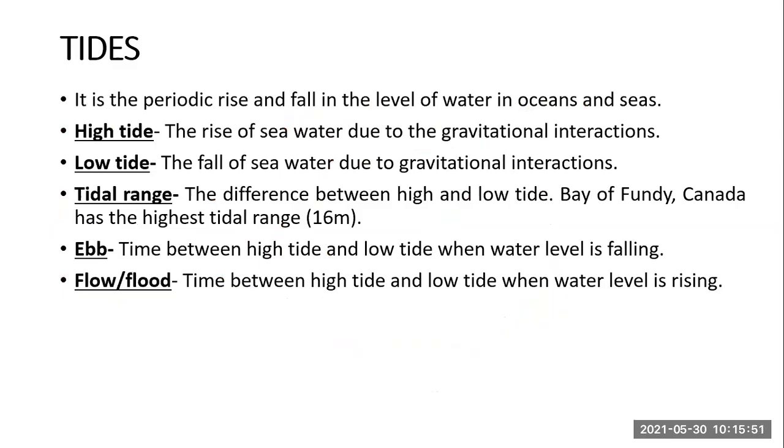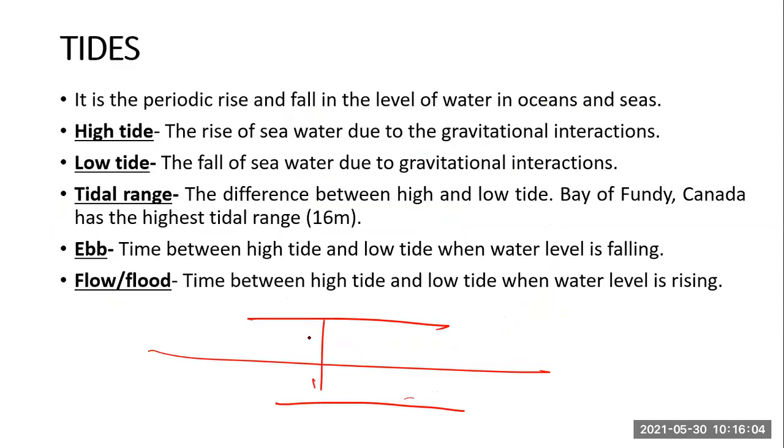So the rise of seawater due to gravitational interactions is what we call high tide, and the fall of seawater due to gravitational interactions is what we call low tide. The difference between high tide and low tide is what we call the tidal range. For example, say Kovalam Beach, suppose the difference between high tide and low tide is, for example, 1 meter.